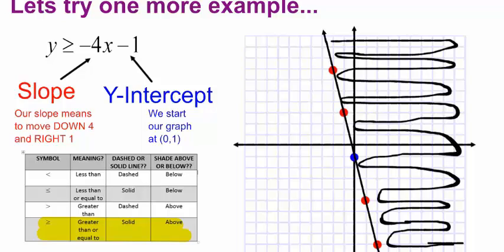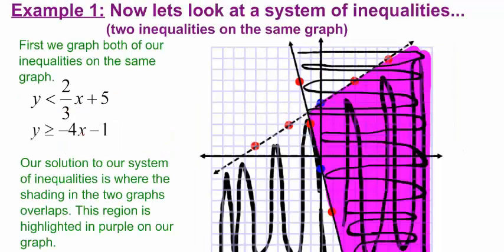From there, we look at our table and say, okay, since it's greater than or equal to, we know it's going to be a solid line, and we're going to shade above the line going this way. So we've done all of that. Now, the key here is to now create our system of inequalities. Our system of inequalities is really just two different inequalities laid over the top of each other, and we look for where the shading overlaps.